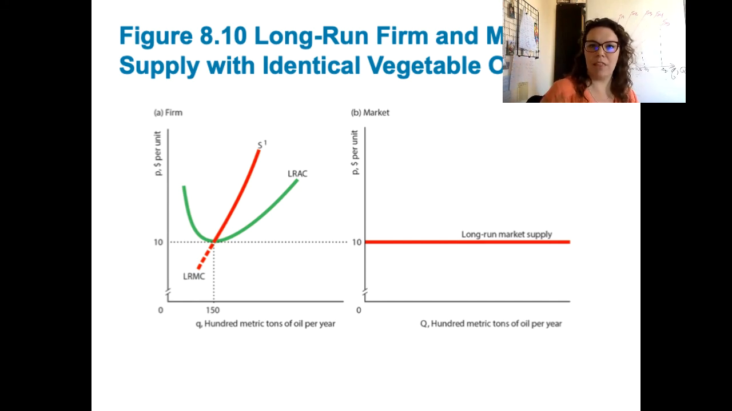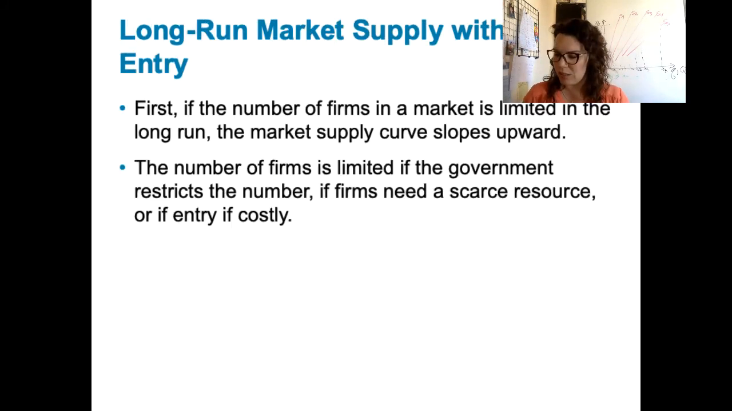The last couple of things in the last section of this chapter talk about the different variations. If there's limited entry, the number of firms is going to be limited, and that's going to make the supply curve steeper. Sometimes the government can restrict the number of firms entering. There might be some scarce resource, or some cost associated with entry. That's going to give you a steeper supply curve rather than a flatter one.